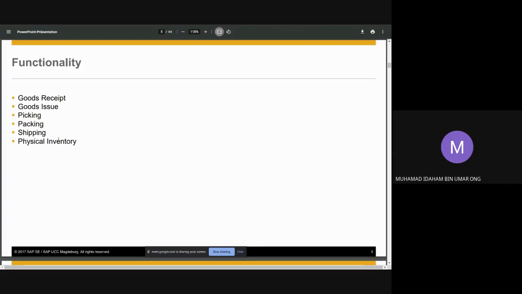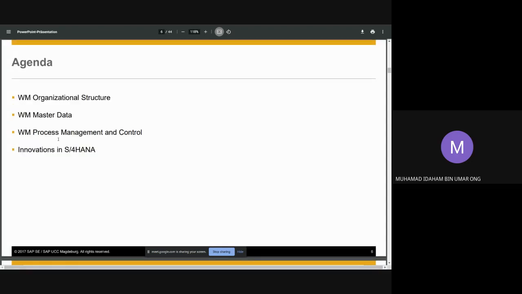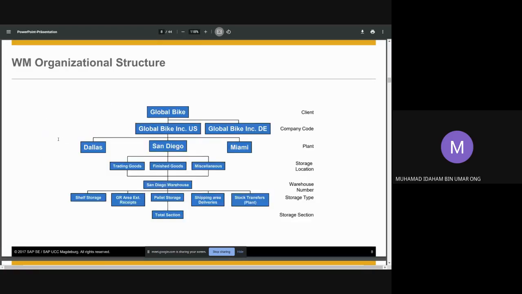So those are some of the main concerns in terms of warehouse. It's basically making sure that items are being stored correctly, moved out correctly, and moved in correctly. Those are the main three concerns of warehouse management. So we're going to have a look at the structure. This is an example of what is being used for us inside the case study.